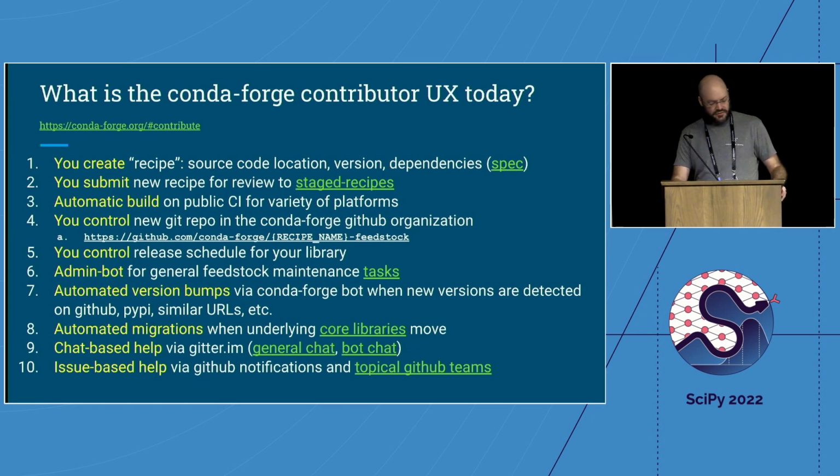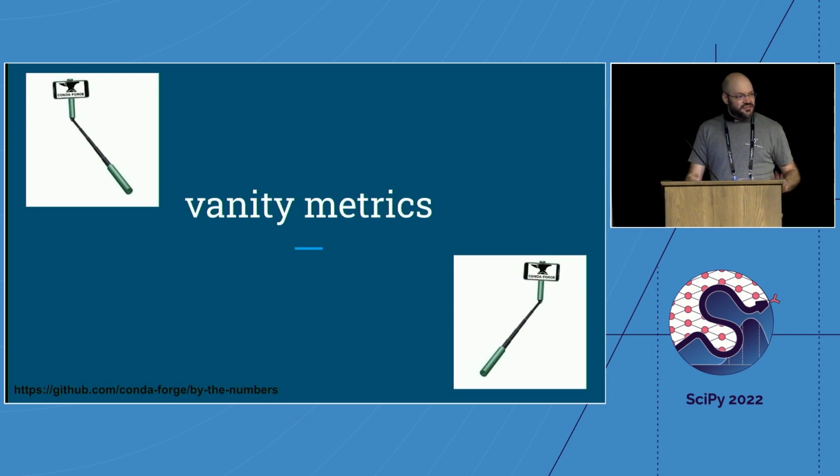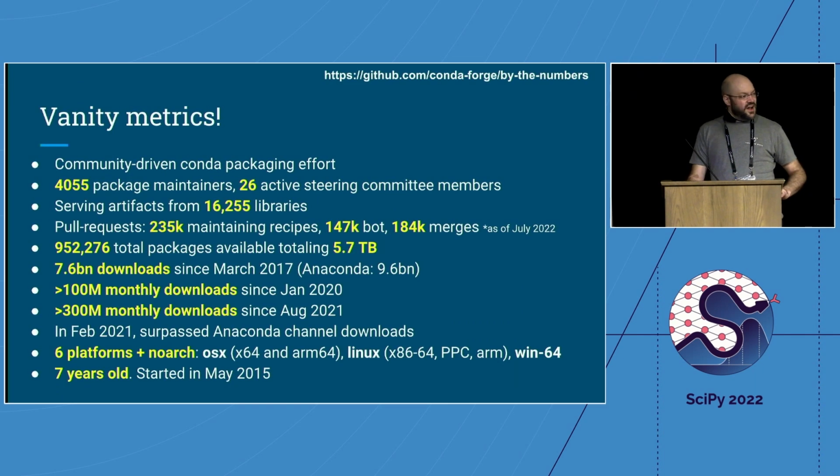And so we provide a lot of useful chat-based help, and you can ping most of the people on regular GitHub-based things. And so, some vanity metrics. These are some numbers. They're pretty big. We're nearing 250,000 pull requests on the Conda-forge org as a whole. 150,000 of those pull requests were basically not made by a human, which is a lot.